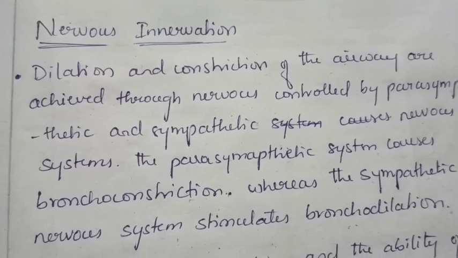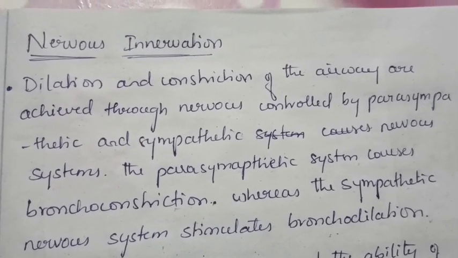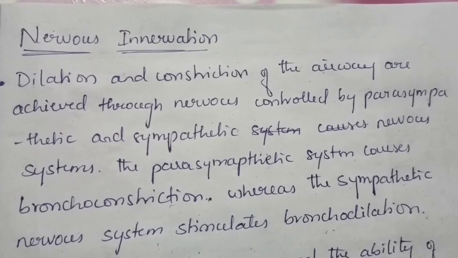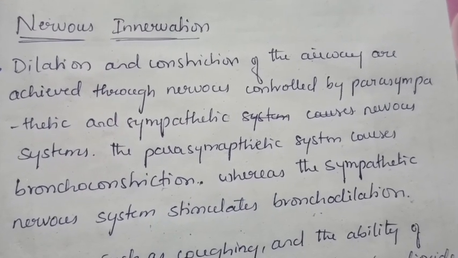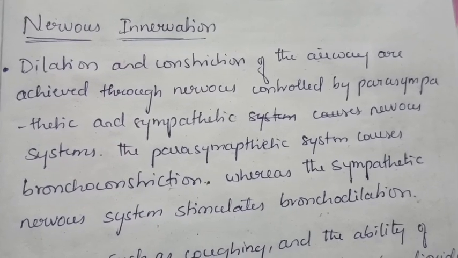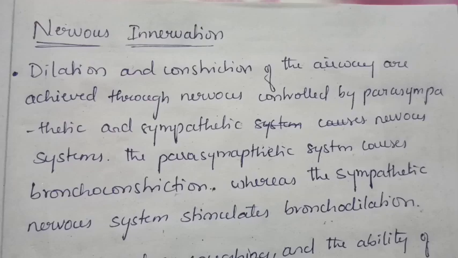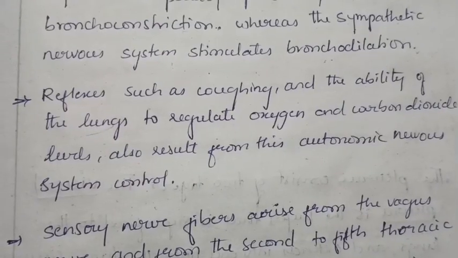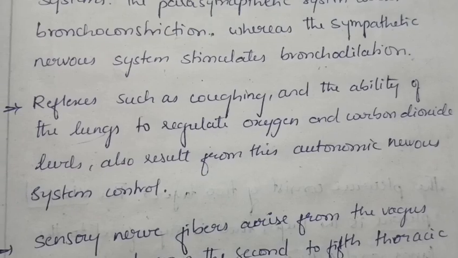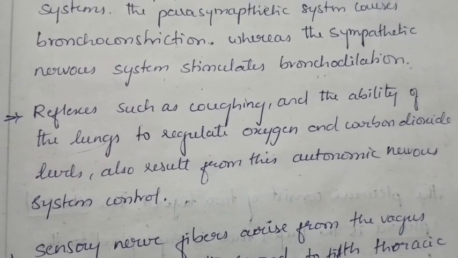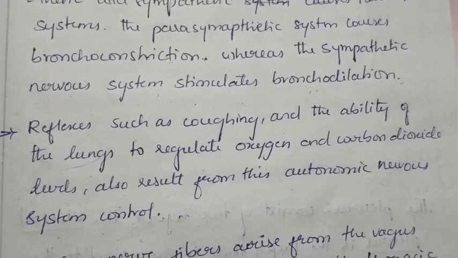Nervous innervation. Dilation and constriction of the airway are achieved through nervous control by the parasympathetic and sympathetic nervous systems. The parasympathetic system causes bronchoconstriction, whereas the sympathetic nervous system stimulates bronchodilation. Effects such as coughing and the ability of the lungs to regulate oxygen and carbon dioxide levels also result from this autonomic nervous system control.